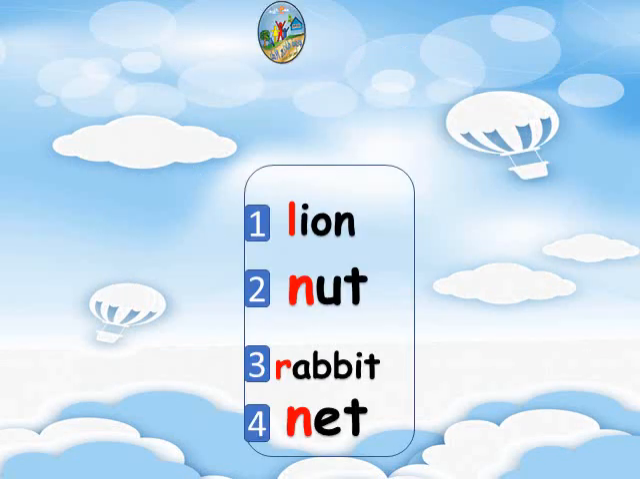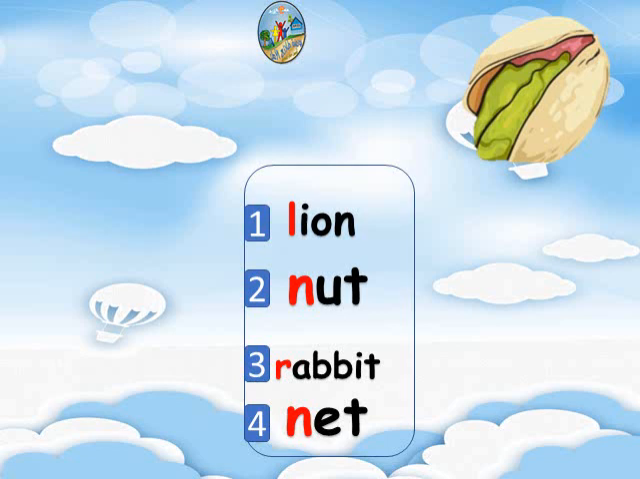Now let's see, what is this picture? It's a nut. Where is its word? Is it number 1, 2, 3, or 4? Let's guess. It's number 2. Very good. We match it with word number 2.